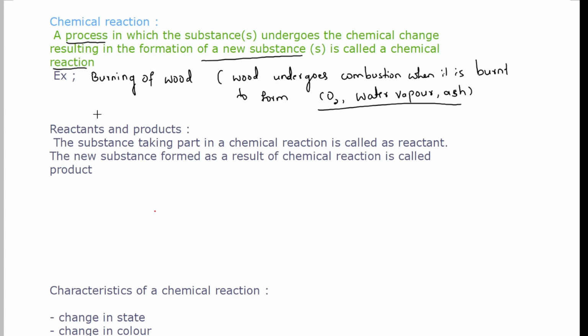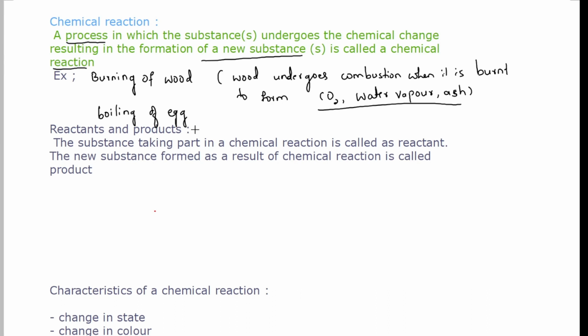Then photosynthesis is also a chemical reaction. Boiling of an egg is also a chemical reaction. Because when an egg is boiled, the heat causes the denaturation of the protein present in the egg, resulting in the formation of a solid mass. The chemical composition of a raw egg is different from that of a boiled egg. So we consider it a chemical reaction.